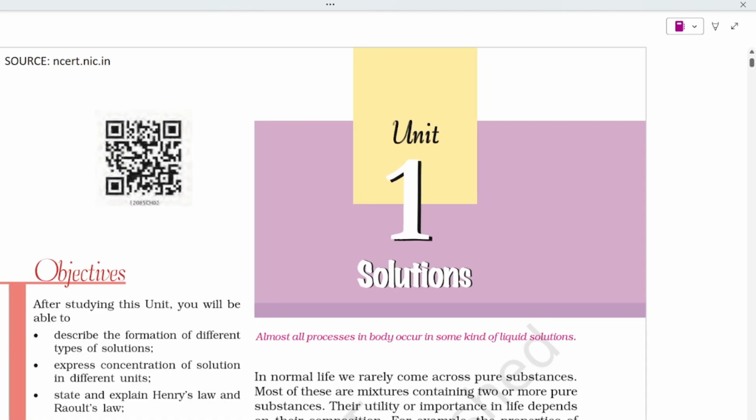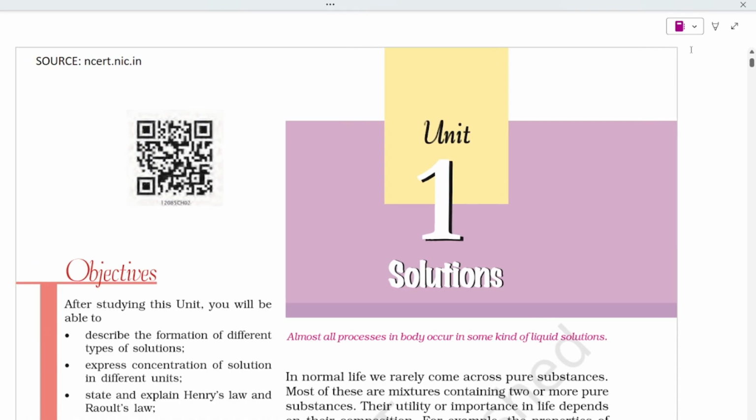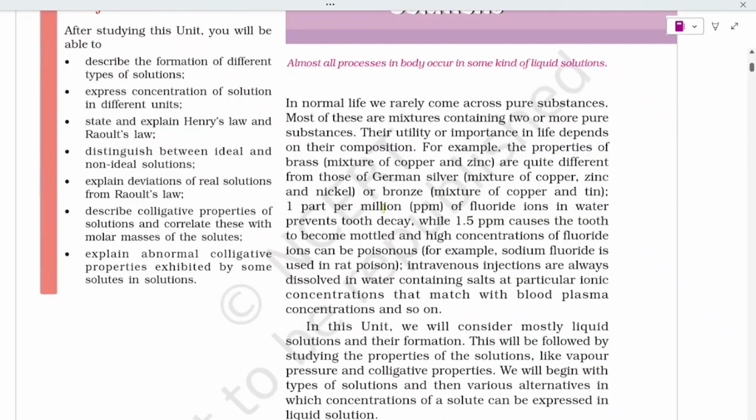Today, let's discuss the second PUC first chapter in chemistry, that is Solutions. Let's see it through. I'm trying to cover all the NCERT parts present in that textbook, and let's go line by line. In normal life, we rarely come across pure substances.